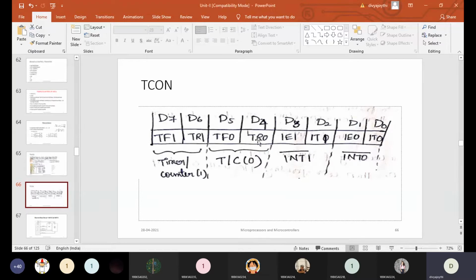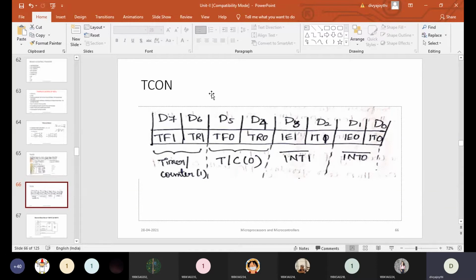So the higher nibble will be talking about timer or counter 0 and timer or counter 1. D4 and D5 talk about T0, and D6 and D7 talk about T1. The lower nibble of TCON talks about the interrupts of 8051, and the higher nibble talks about timer or counter 0 and timer or counter 1, which is given by the TCON.